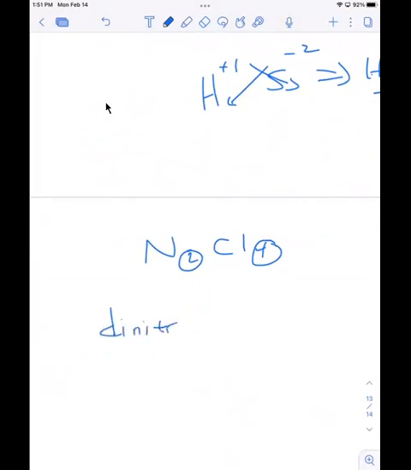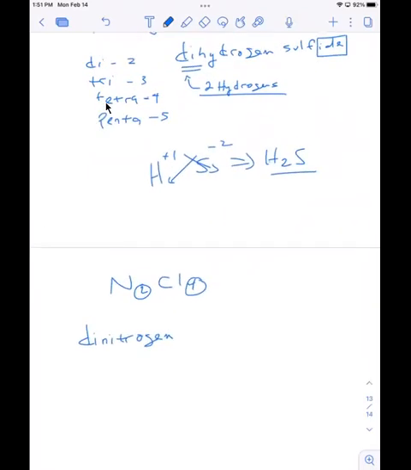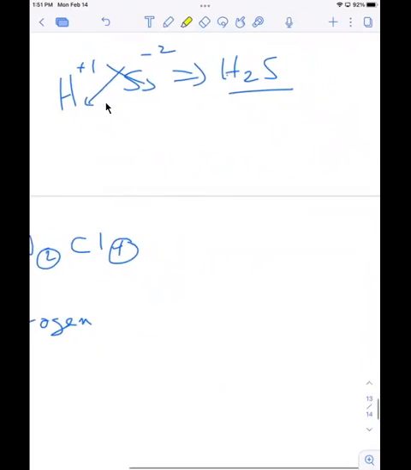Dinitrogen. How many chlorines do we have? 4. So what's the prefix for 4? Tetra. So dinitrogen tetrachloride, not chlorine. Anytime you bond one of your halogens like chlorine, fluorine, bromine, iodine to another atom, the suffix automatically changes to -ide.